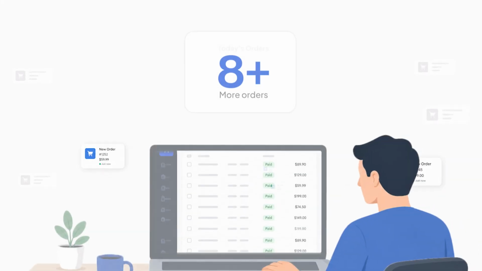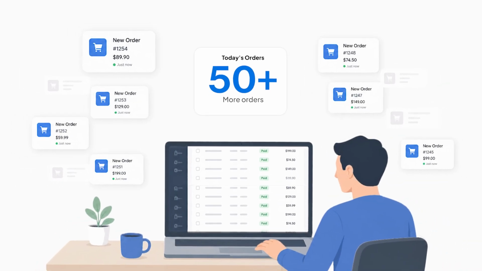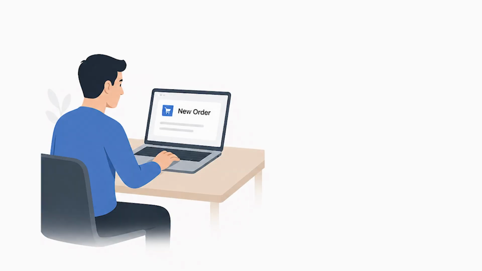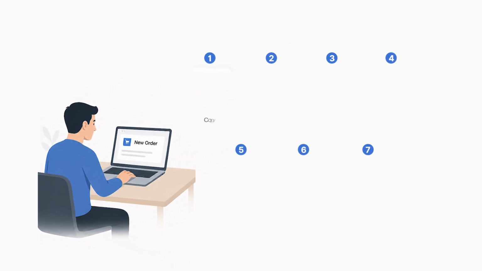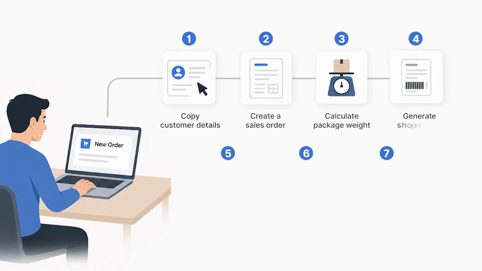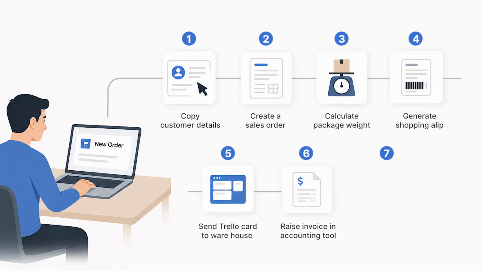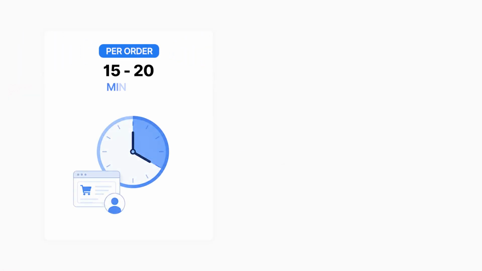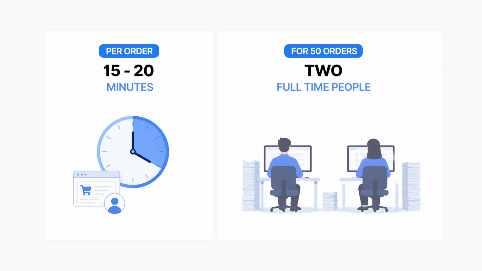Imagine getting 50 online orders a day on your Shopify or WooCommerce store, and for every single order, someone on your team has to open 7 different apps, copy customer details, create a sales order, calculate the package weight, generate a shipping slip and a Trello card to the warehouse, raise an invoice in your accounting tool, and email the customer. Per order, around 15 to 20 minutes.